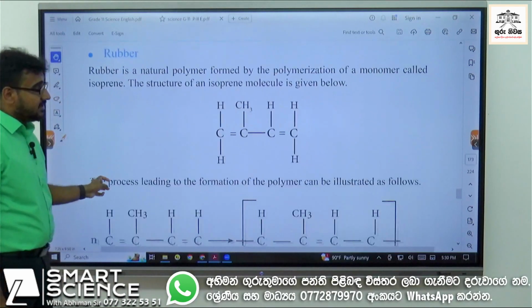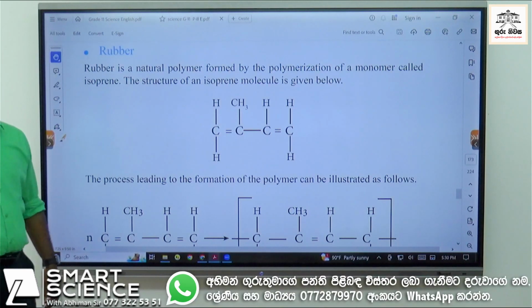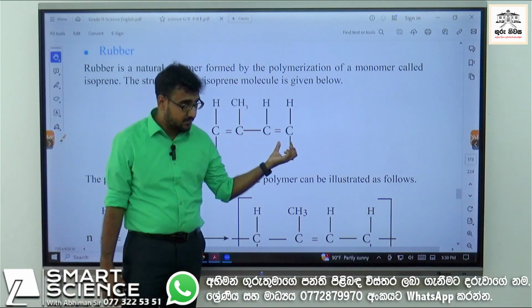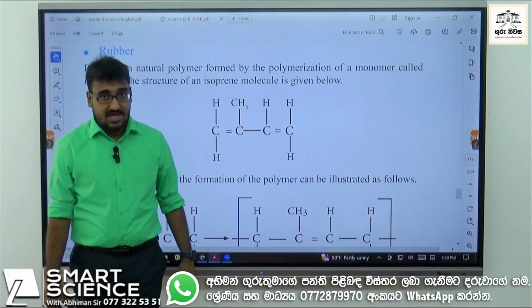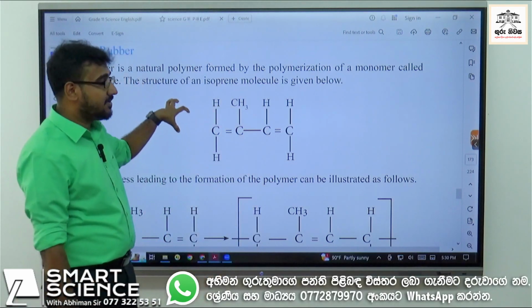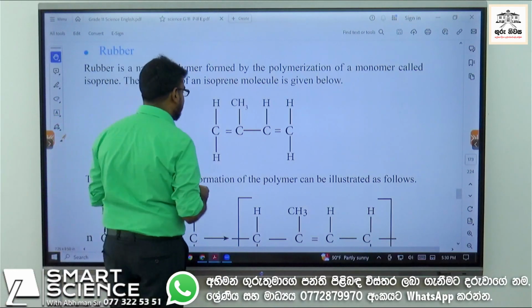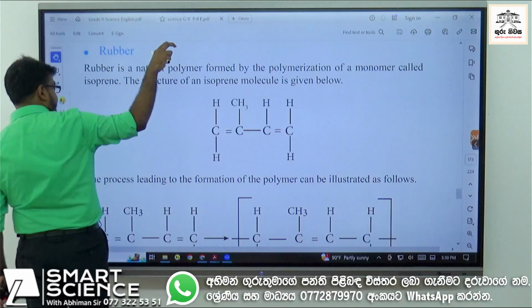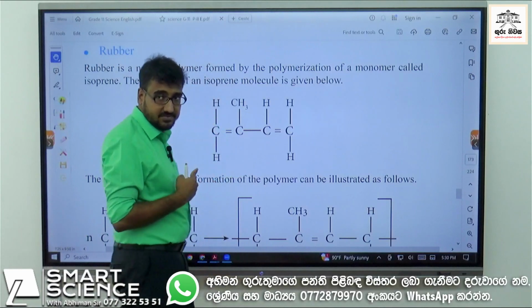Rubber, they ask about rubber. This is the structure of rubber. Remember, it has 4 carbons and at the ends two carbons have double bonds, and one of them has CH3 and the other one has H. And this also can be represented like the last chart. It has repeated units because this is the main structure. We call it what? Monomer. This is the monomer.